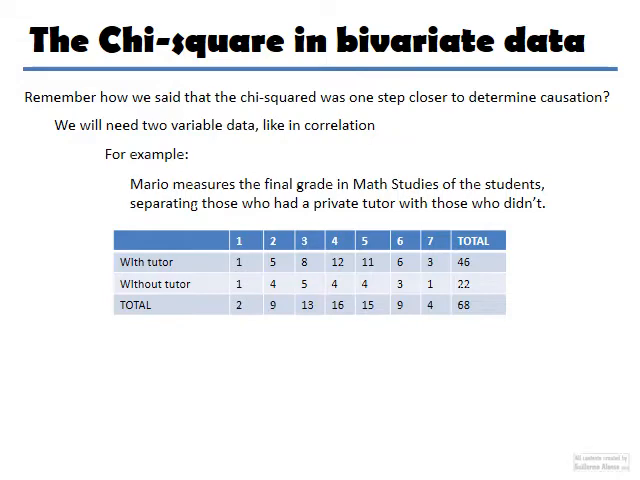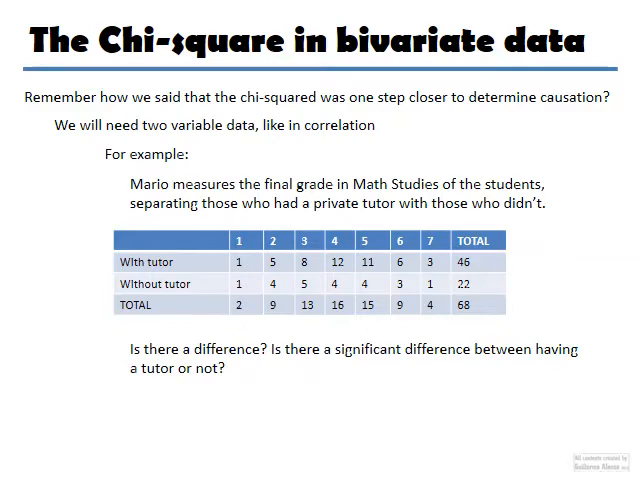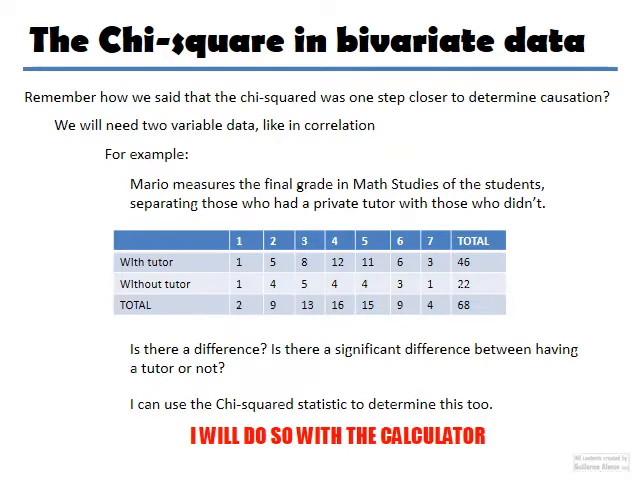Now, here it's interesting. I might want to ask what would be the expected frequencies out of the total, and is there a big difference for those who got a tutor and those who didn't? I can calculate this using the chi-squared again. What I'm actually going to be trying to determine is whether the people getting a grade is dependent on whether they have a tutor or not.